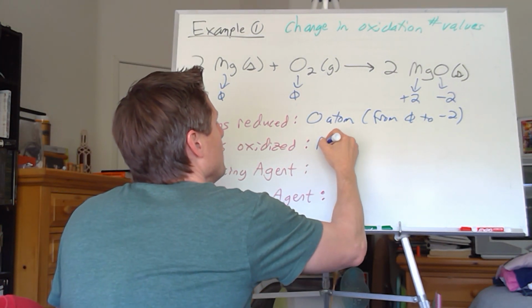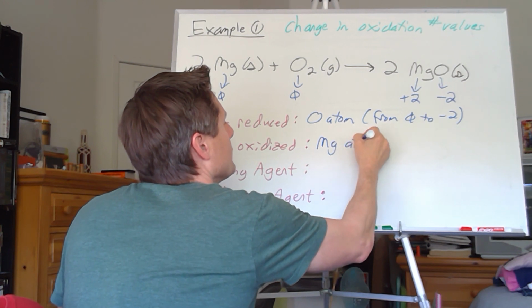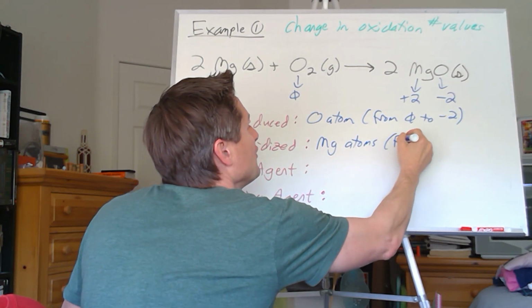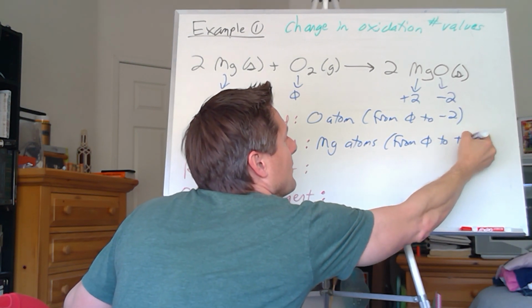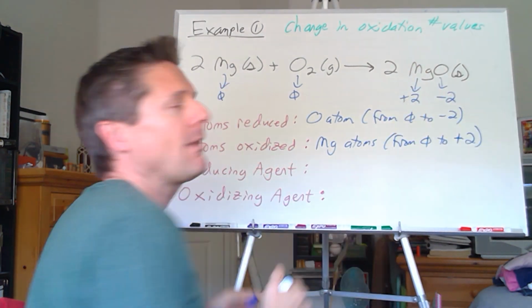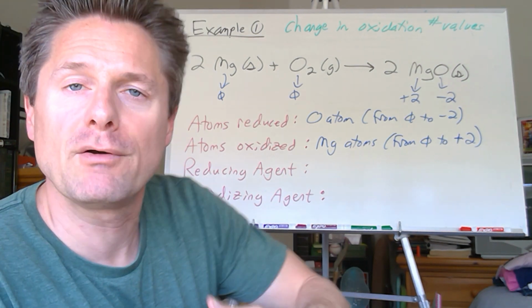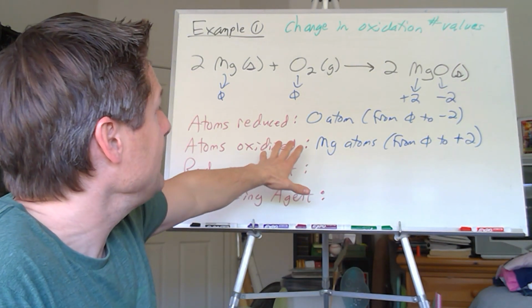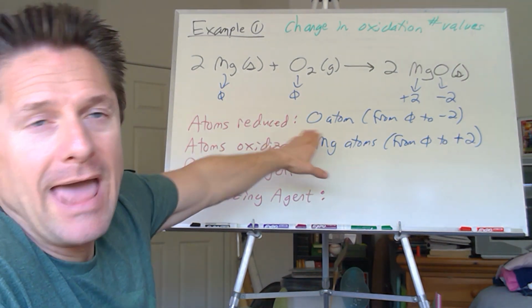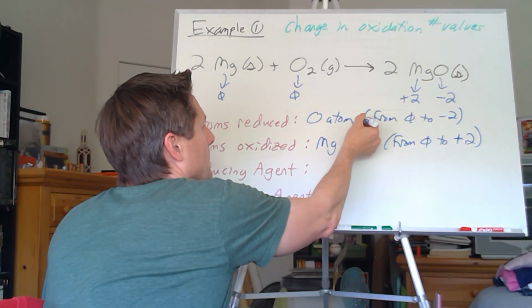Oxidized was the magnesium atoms, and they started at 0 on the left-hand side and ended up as a +2 on the right-hand side. So initially they're a 0, finally they're a +2. They went up, that's oxidized. So the magnesium atoms were oxidized, the oxygen atoms were reduced.